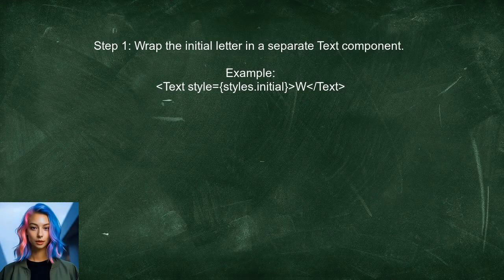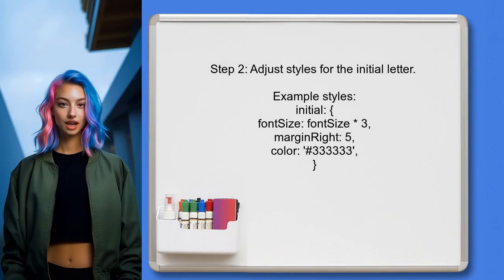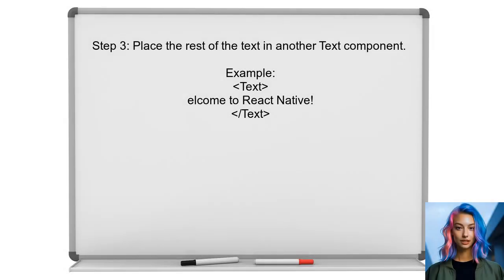To achieve the desired styling for the initial letter, the user should first ensure that the initial letter is wrapped in a separate text component. This allows for independent styling. Next, the user should adjust the styles for the initial letter to make it visually appealing. This can include increasing the font size and adding some margin. After updating the styles, the user should ensure that the rest of the text follows immediately after the initial letter. This can be done by placing the subsequent text in another text component.